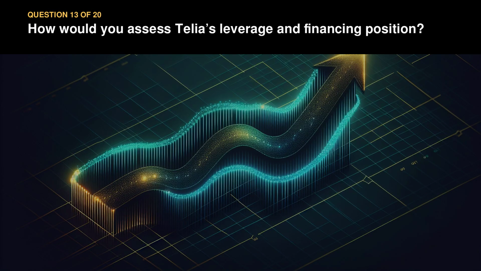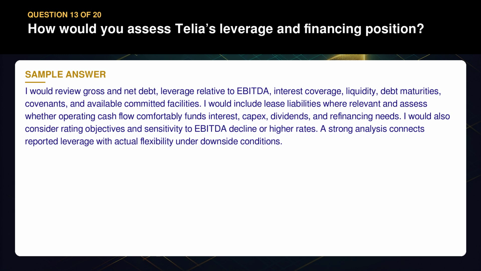Question 13. How would you assess Telia's leverage and financing position? I would review gross and net debt, leverage relative to EBITDA, interest coverage, liquidity, debt maturities, covenants, and available committed facilities. I would include lease liabilities where relevant and assess whether operating cash flow comfortably funds interest, CapEx, dividends, and refinancing needs. I would also consider rating objectives and sensitivity to EBITDA decline or higher rates. A strong analysis connects reported leverage with actual flexibility under downside conditions.